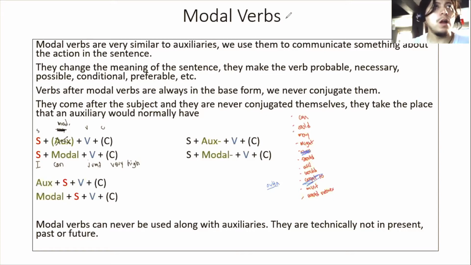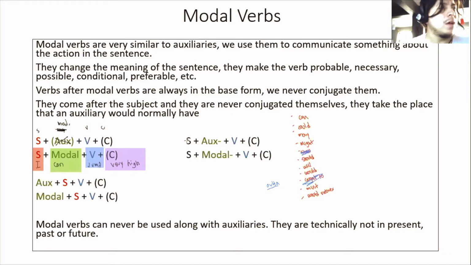So in that regard, you have your subject, you have your modal verb. It's not really an auxiliary, it's your modal verb, in this case can. You have your verb, in this case the verb to jump is the one that we are using. And then you have your complement, which is whatever extra thing that we have, very high. I can jump very high. Okay, so they are very similar to auxiliaries.